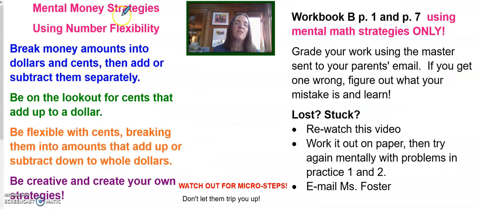So, these are the strategies that we've talked about so far. Break money amounts into dollars and cents and add or subtract them separately. Be on the lookout for cents that add up to $1. And be flexible with your cents, breaking them into amounts that add up to or subtract down to whole dollars. But all of these are based on number flexibility. And you guys are already super flexible with numbers and really brave and creative with it. So the best news here is that maybe these are not the strategies that work for you. Maybe you come up with something even better. I can't wait to hear about it.